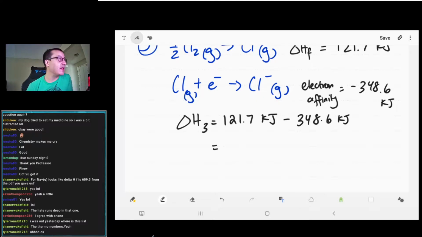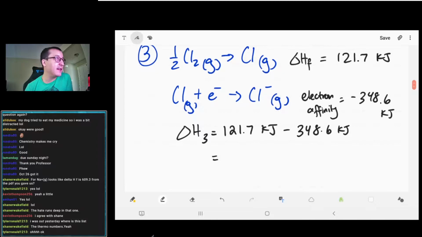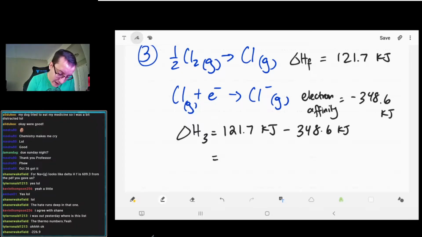Technically, we would be doing the same thing for sodium. We would look it up, sodium turning into a gas, and then sodium's ionization energy would be the other one instead of electron affinity. Actually, wait, I might be able to do this one in my head. Okay, I can do it.